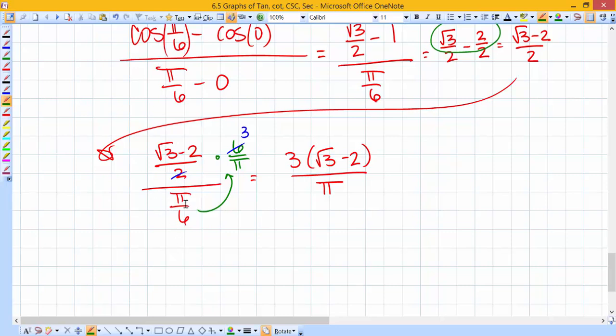So I am going to multiply by the reciprocal. So 6 over pi, 2 goes into 6 3 times. I'm not going to worry about distributing, but you can. I just left it as 3 times, all of 3 root 3 minus 2, and then it's all over pi. That is your average rate of change. Sometimes you might see this as 3 over pi and then all of it times root 3 minus 2. That might be another way that might be seen.